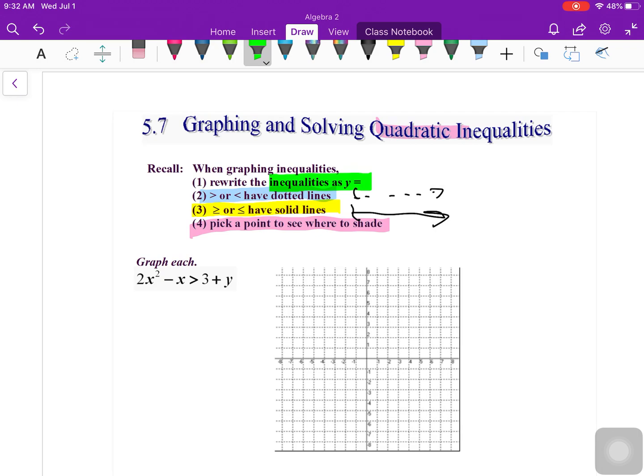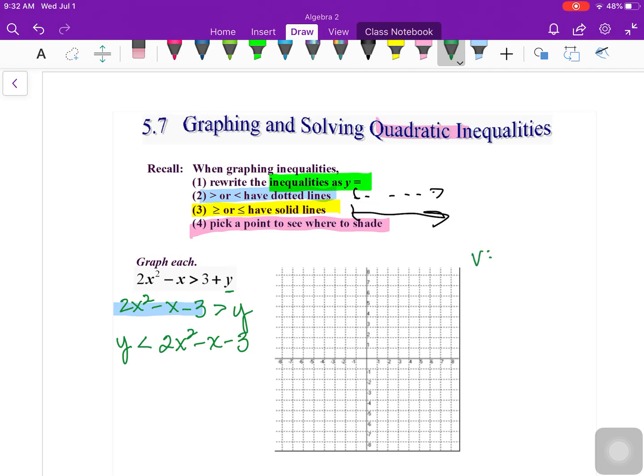basically y equals. So this first equation, 2x squared minus x, is greater than 3 plus y. Well, if I solve that so that y is alone, I would subtract the 3. So I would have 2x squared minus x minus 3 is greater than y. So if this entire expression is greater than y, and I want my y to be first, that means y would have to be less than the expression 2x squared minus x minus 3.